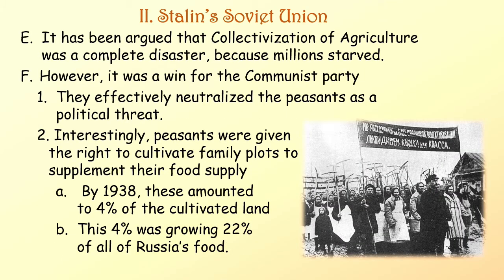It's been argued that collectivization of agriculture was a complete disaster because millions of people starved. However, if you're in the Communist Party and you don't care about all that, it was a win for the Communist Party. They effectively neutralized the peasants as a political threat. Interestingly, peasants were given the right to cultivate family plots to supplement their food supply. By 1938, these family plots amounted to 4% of the cultivated land. And this 4% was actually growing 22% of all of Russia's food.